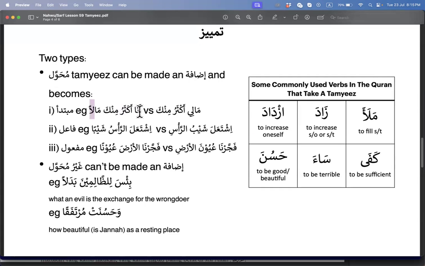Ana. Ka or ana? Yes, ana. They put it into an idafa, okay? They make it into a mudaf ilayhi. So, mali, my wealth. My wealth is more than yours, basically. So the tamyiz now becomes the mubtada, not a tamyiz anymore.